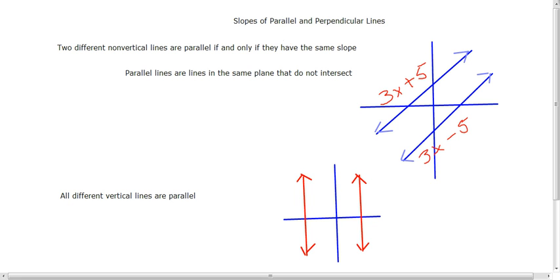Okay, welcome to Slopes of Parallel and Perpendicular Lines. As we move on through our segment on linear functions, we want to talk about just a few elements of slope of parallel lines prior to moving on to perpendicular lines. So quickly, our objective here is to identify and graph parallel lines, and we also want to write equations to describe lines that are parallel.